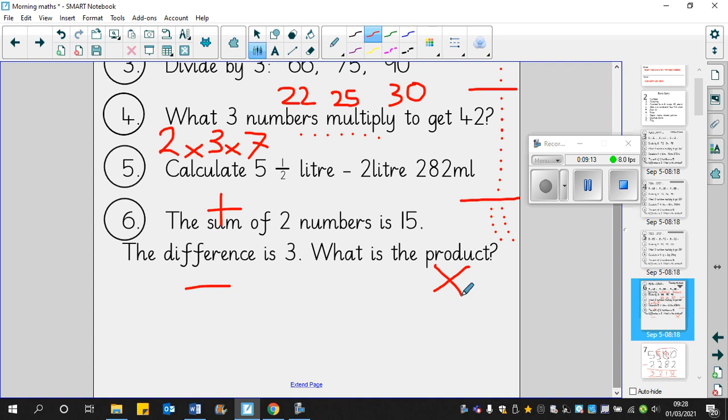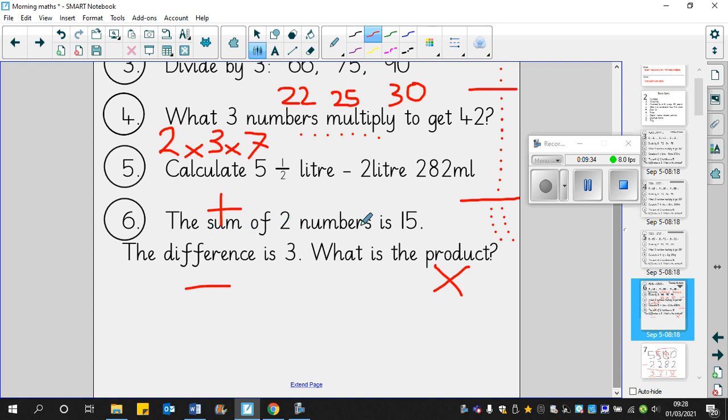Okay, now you need to know those. If you don't know those, if you keep forgetting, then you're going to have to find a way of remembering them. People have all sorts of different ways of remembering these things. Sometimes they put it into a song, sometimes they just remember different letters of the words. But whatever it is, do what you need to do to remember. Okay, so the sum of 2 numbers is 15.